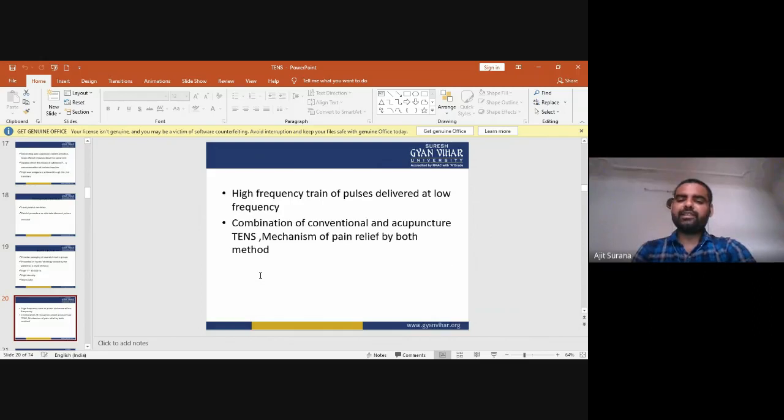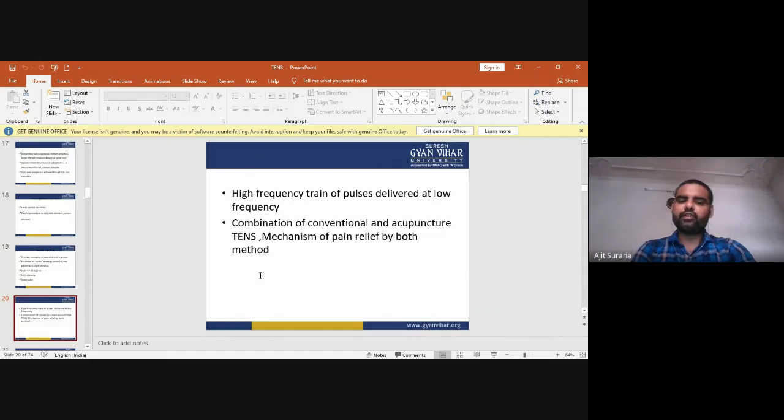Now, a high frequency train of pulses that are delivered at low frequency.